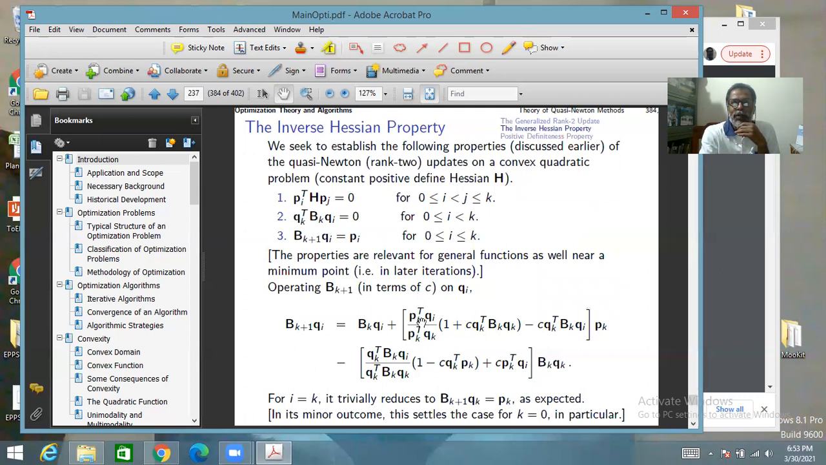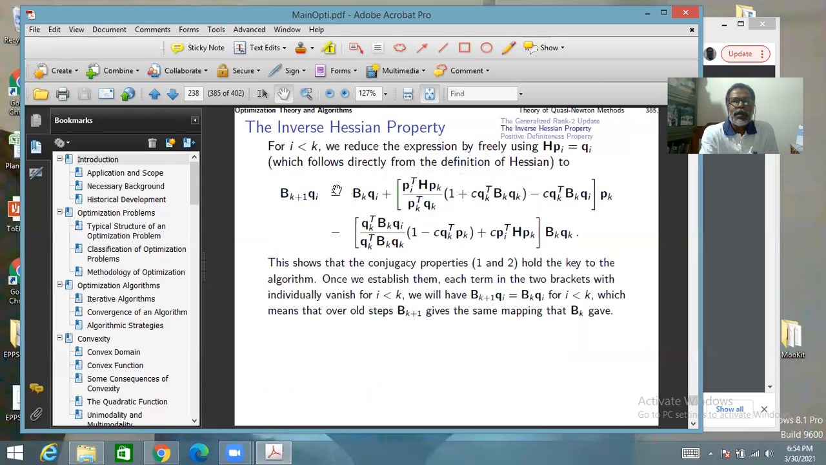And then as we open this, we get p_k transpose H p_i, or its transpose p_i transpose H p_k. It's a scalar, so either way it is the same thing. Similarly, this. So in these two places, here and here, we put that, and the rest is the same.